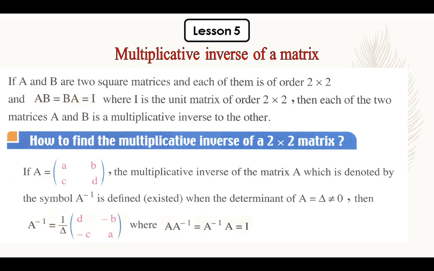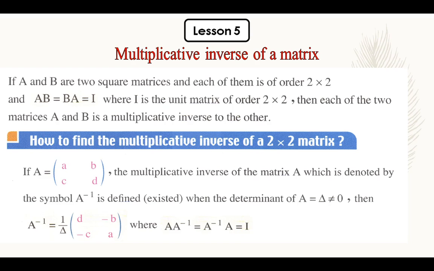If A and B are two square matrices, each of order 2 times 2, and A multiplied by B equals B multiplied by A equals the identity matrix I, where I is the unit matrix or the identity matrix of order 2 times 2, then each of the two matrices A and B is a multiplicative inverse to the other.